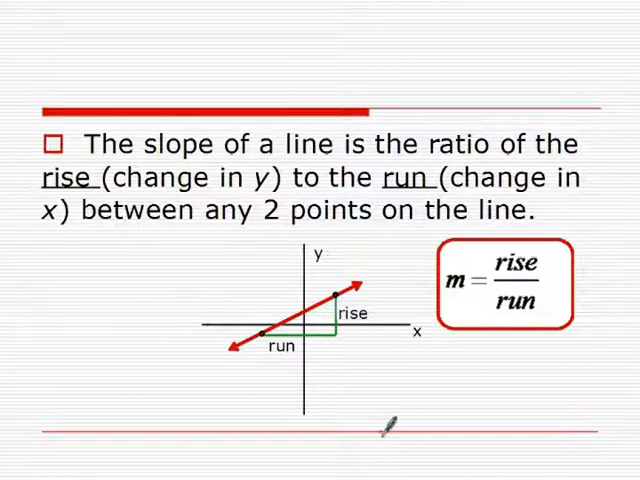Definitely write that down somewhere. Put a big box around it. Put a big star next to it. Right? This is super important. Memorize that. Slope equals rise over run. Rise is the change in the y value between your 2 points. Run is the change in your x values.